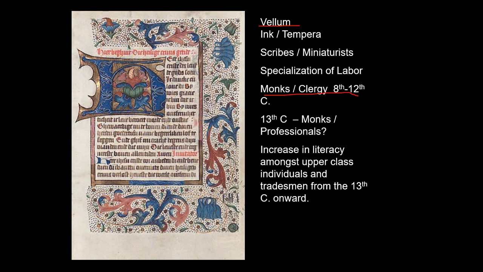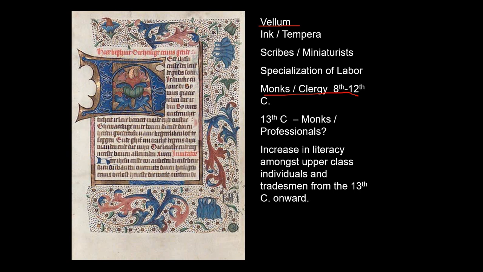But by the 13th century, we see a whole group of what we think are professionals and professional scriptoriums. These are institutions that are not manned by monks, although some of them are monks. They're manned by professional illustrators and scribes who exist to produce these books. And so we see an increase in literacy among the upper classes and individuals, particularly tradesmen.